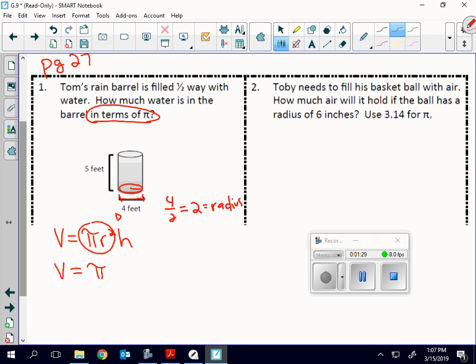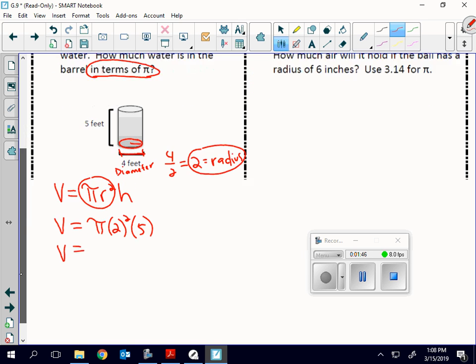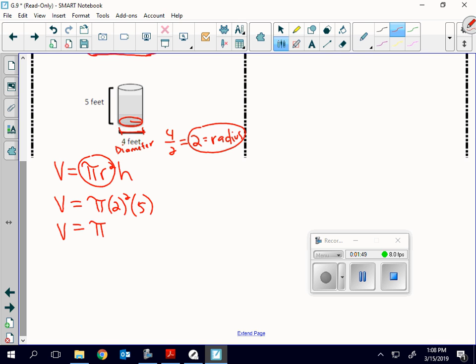This is the diameter. So the radius is 2. Let's circle that so we know that's our radius. So we have 2 squared times the height, which is 5. Leaving pi as the symbol, pi times 4 times 5, and 4 times 5 is 20. So pi times 20, or usually we write the number first, which would just be 20 pi. Same thing. And we have, of course, feet cubed.